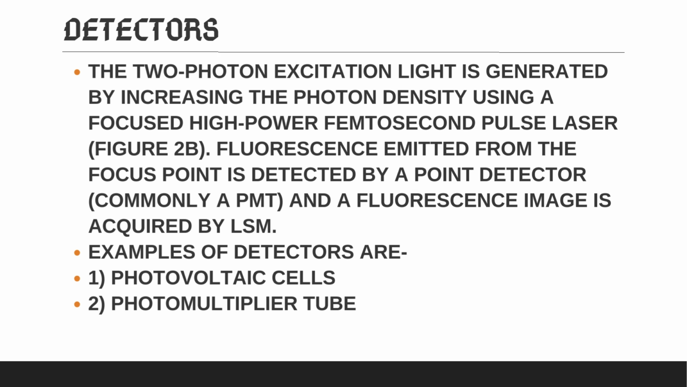Then we have detectors. What is the function of a detector? Detectors detect the intensity of the photon. The two photon excitation light is generated by increasing the photon density using a focused high power femtosecond pulse laser. Fluorescence emitted from the focus point is detected by a point detector and fluorescence image is acquired by LSM.